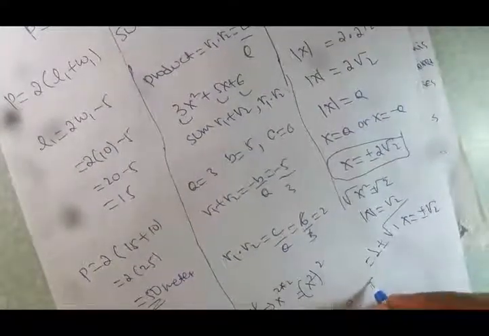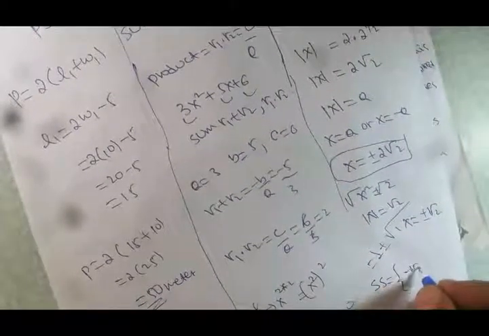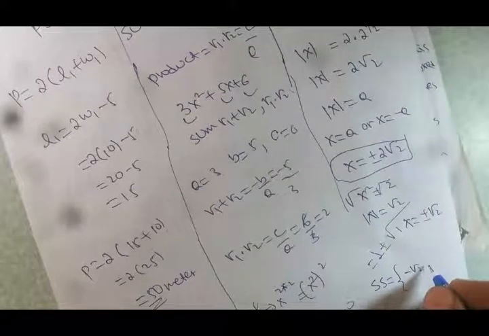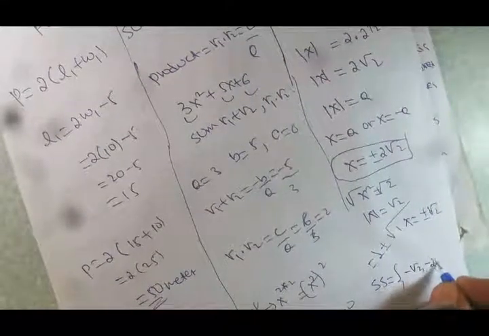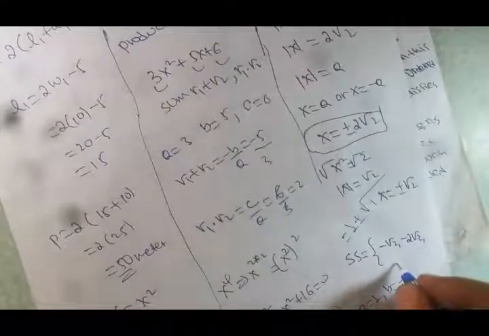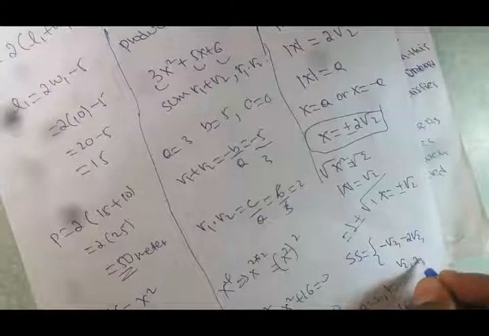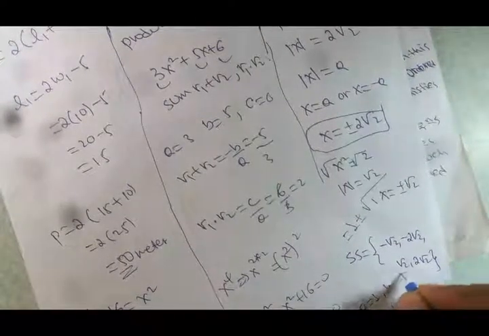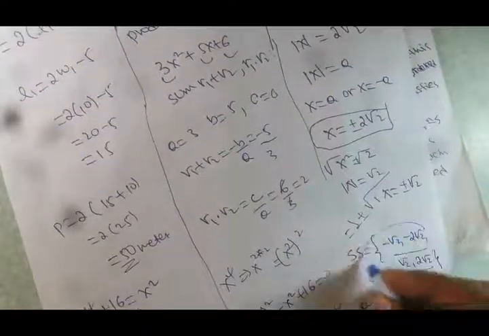Therefore, the final solution set will be minus root 2, minus 2 root 2, root 2, and 2 root 2. These are all the possible answers of the equation given.